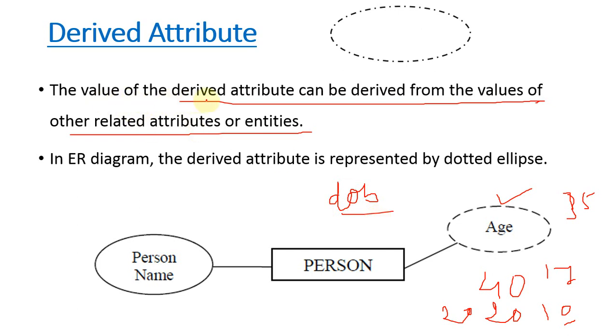Because the age is calculated from the date of birth. So the value of the derived attribute can be derived from the value of other related attributes. Here, age is derived from DOB, the date of birth, so age is dependent on it. If this particular attribute does not exist, there is no meaning to age. This is represented using dotted lines.